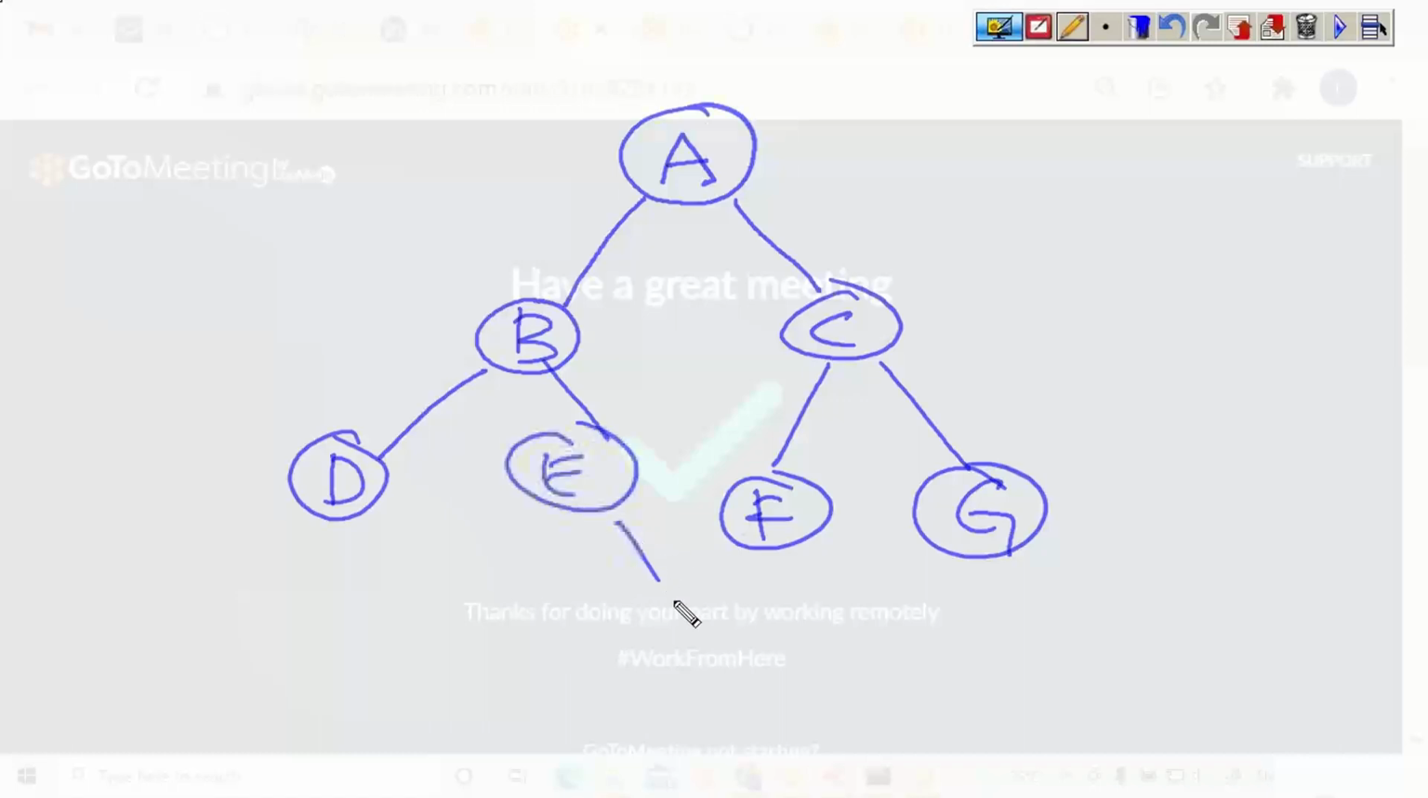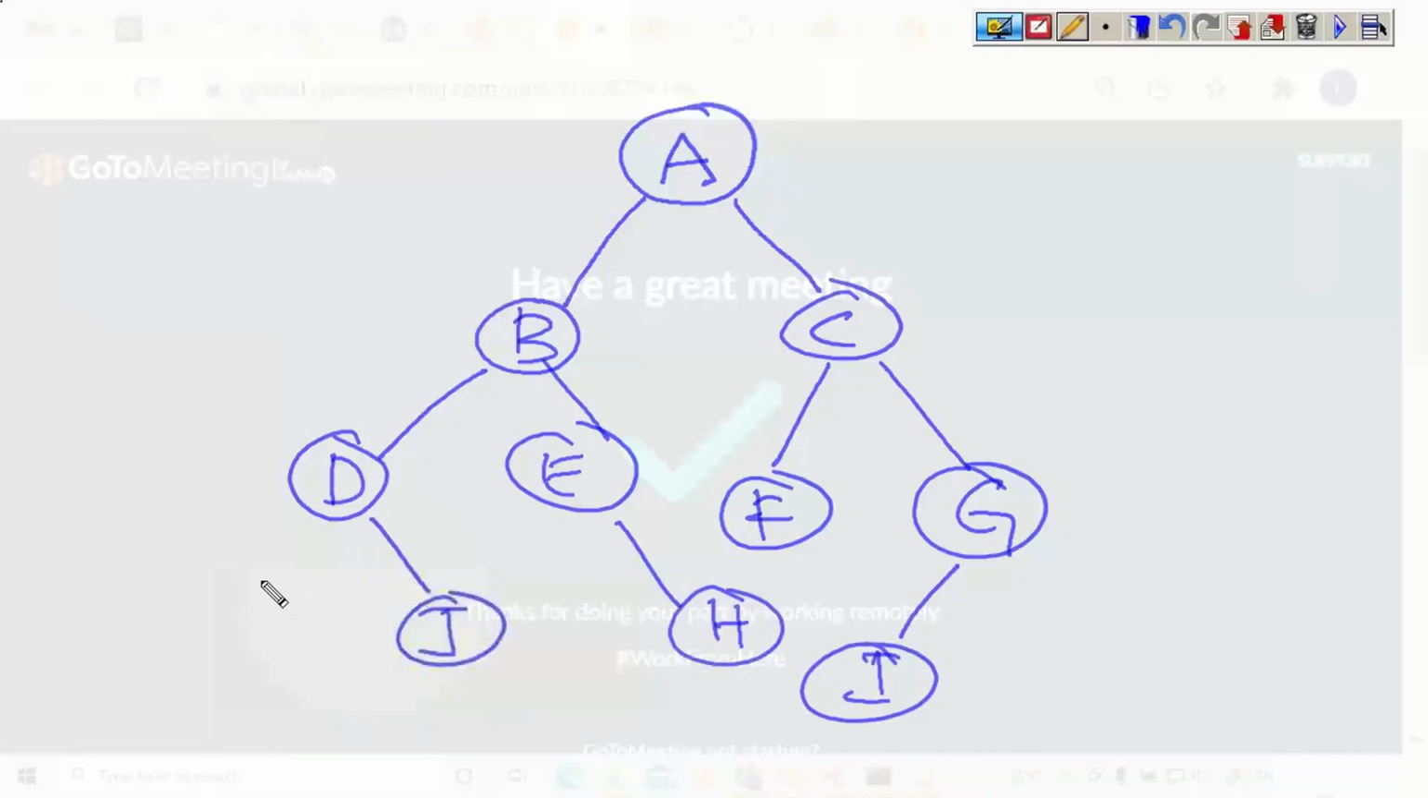Let us consider E. It is having only one child. Let us consider G. It is having only one child. D, it is having two childs, left side one, right side one.